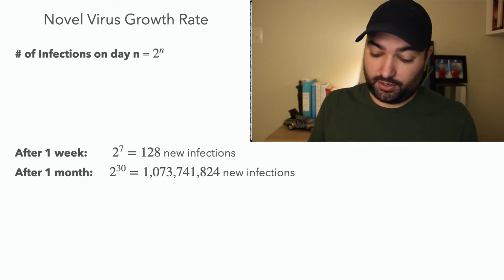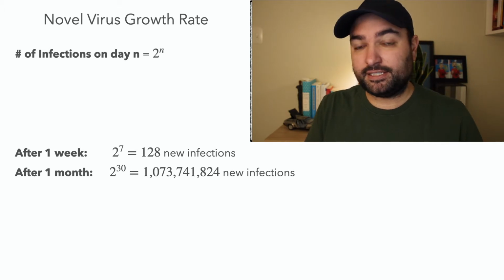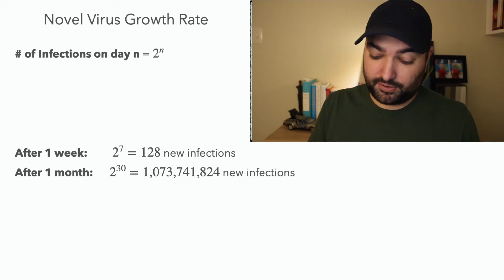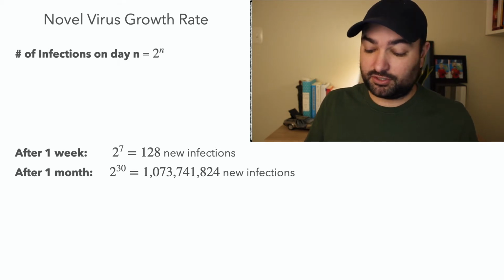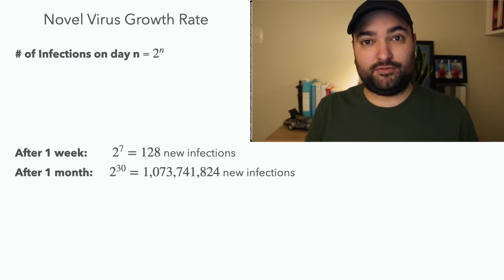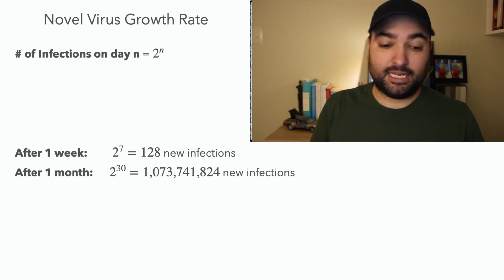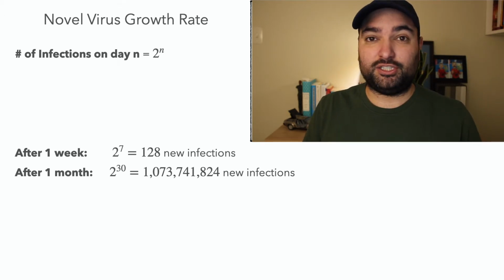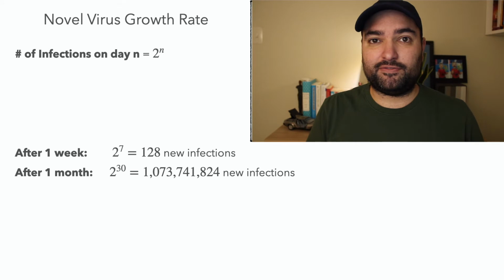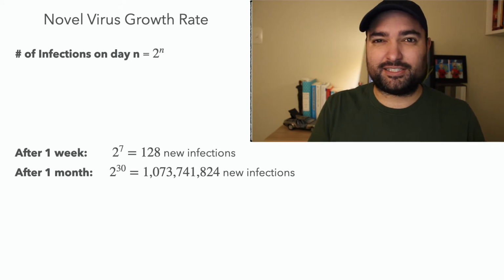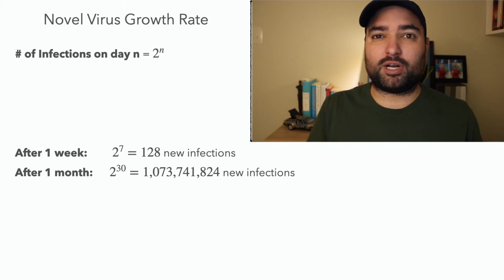Now, for 1 month, we'll put in 30 days. And we can see here that after 30 days, there will be 1,073,741,824 new cases on that day. Exponential expressions grow rapidly. Of course, in this model, we are assuming that the virus will spread at a rate which doubles every day, but in real life context, that's not necessarily how things work. It's much more complex than that.